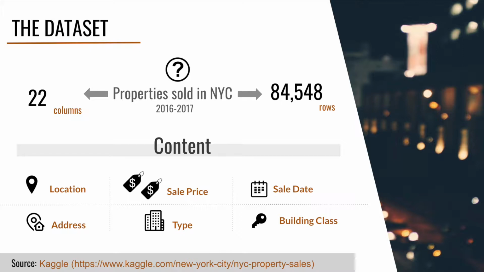We used the dataset of New York City property sales, which can be found on Kaggle.com. This dataset has a record of every building sold in New York City from 2016 to 2017. It's composed of 22 columns and approximately 85,000 rows or observations. The contents of this dataset are location, sold price, sold date, address, type, and class of the building's unit sold.